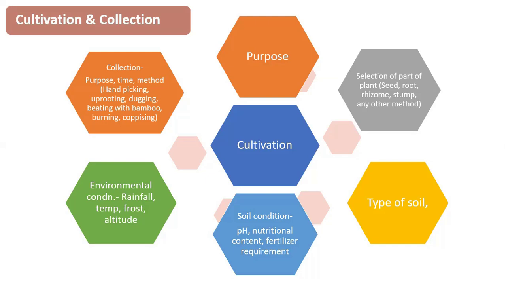So what is their percentage, whether they are suitable or not, that you have to also check. Then what type of fertilizers are there, whether it requires fertilizers or not. What type of fertilizers are required, that you also have to check. So that is the soil condition. Okay. Then after that, you are going to cultivate that one particular plant.